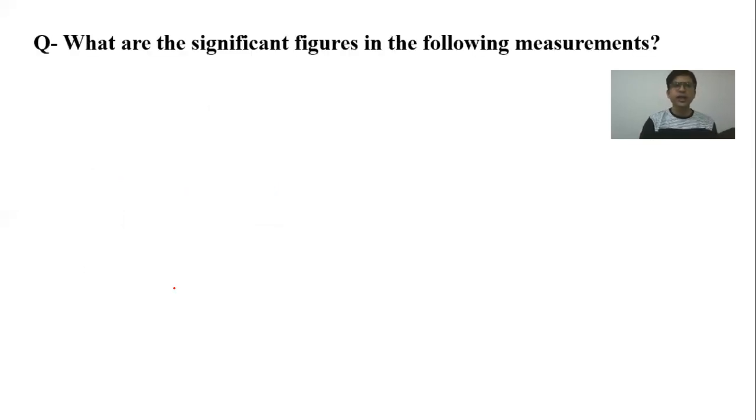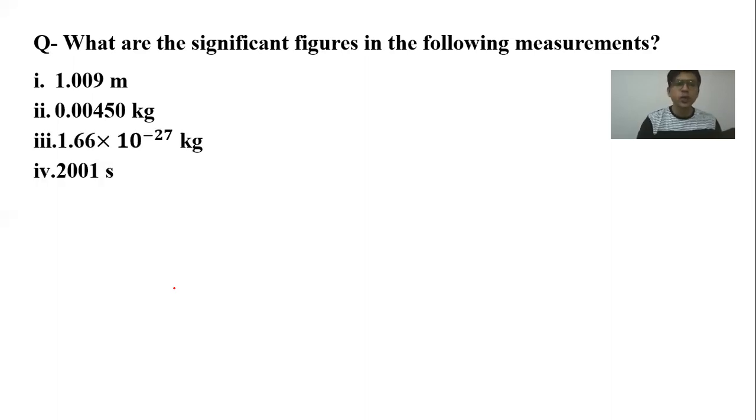Now, in the next question, they are asking, what are the significant figures in the following measurements? Okay, so here you have been given some measurements: 1.009 meter, 0.00450 kg, 1.66 exponent minus 27, and 2001 seconds. We just have to tell what the significant figures are, or you could say how many significant figures there are in these numbers. Okay, so for this you have to remember the rules for the significant figures.